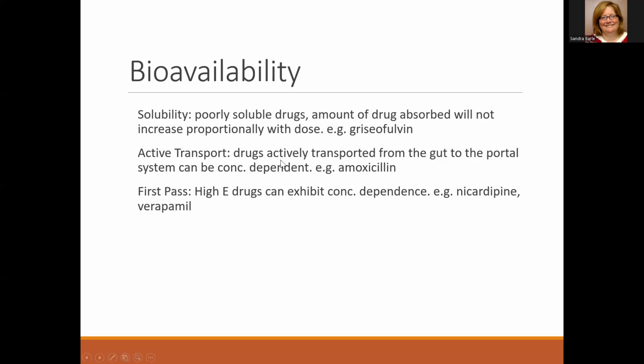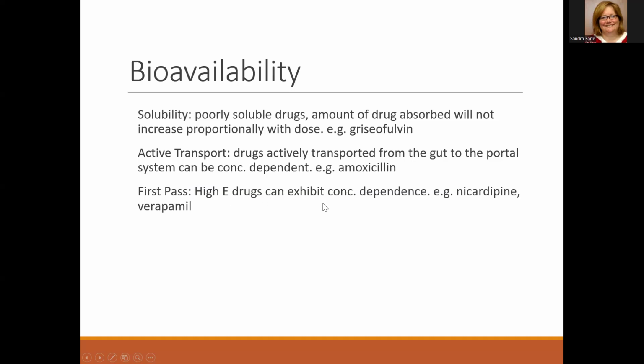So you can have drugs that are actively transported from the gut to the portal system. And we didn't talk about the portal system, but we can have concentration dependent movement of drug like amoxicillin. So you can get to a ceiling of amoxicillin where you won't get as much absorbed. You can also overwhelm the gut enzymes and the P-glycoprotein. You can also overwhelm the enzymes that affect FH, or the first pass effect.